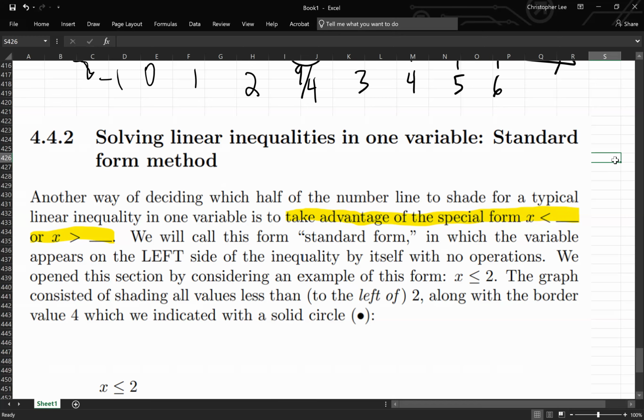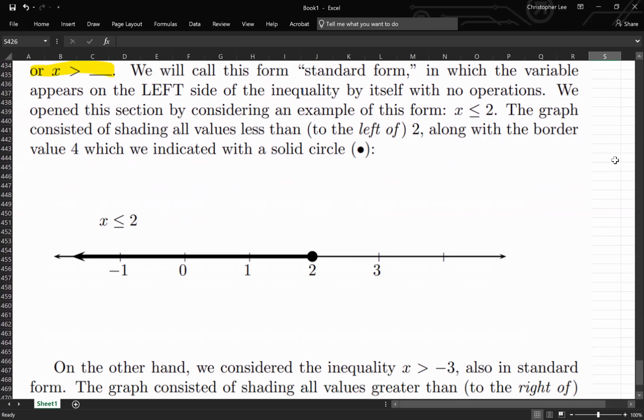We open this section by considering an example of this form: x is less than or equal to 2. The graph consisted of shading all the values less than, to the left of, 2, along with the border value 2, which we indicated with the solid circle. There you go. So we have our border value of 2, solid circle, shaded to the left.